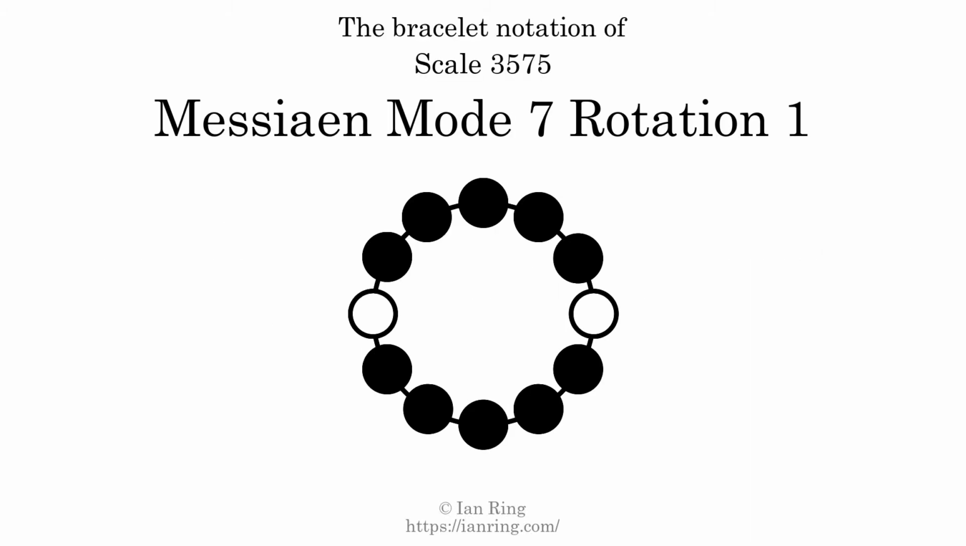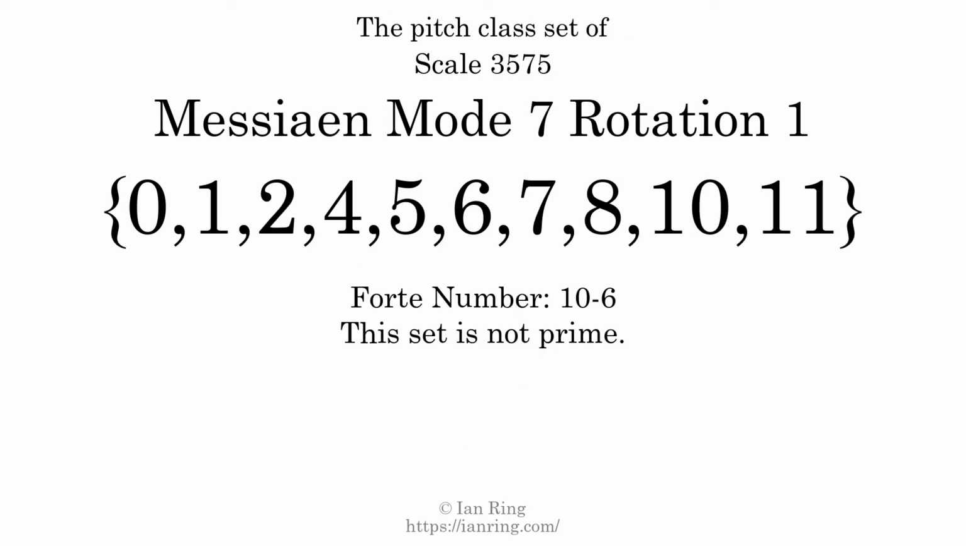This is a bracelet notation diagram of scale 3575. The shaded circles represent tones that appear in the scale, and they are read clockwise, starting at the top. The pitch class set for this scale is 0, 1, 2, 4, 5, 6, 7, 8, 10, 11. The fault class is 10, 6. This set is not prime.